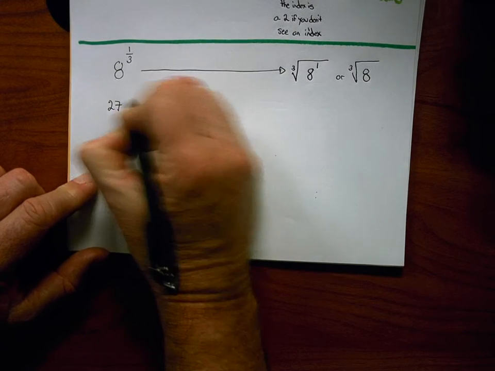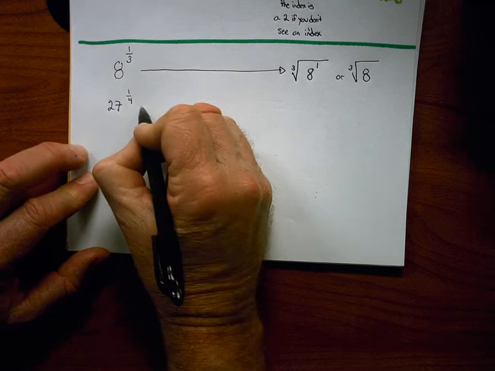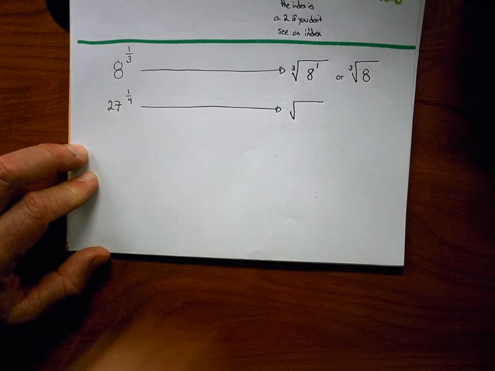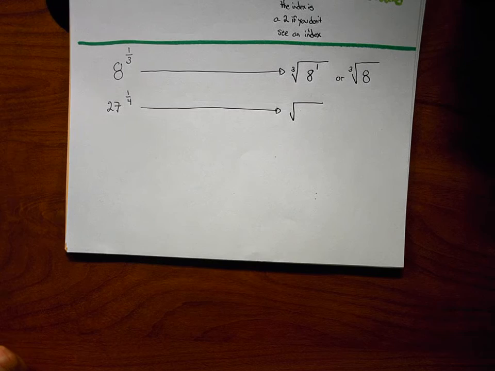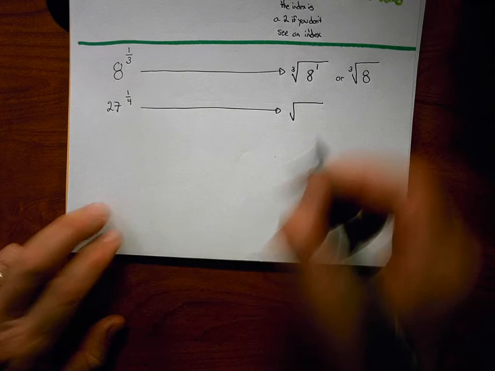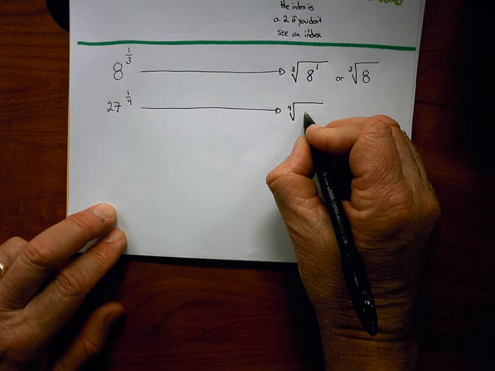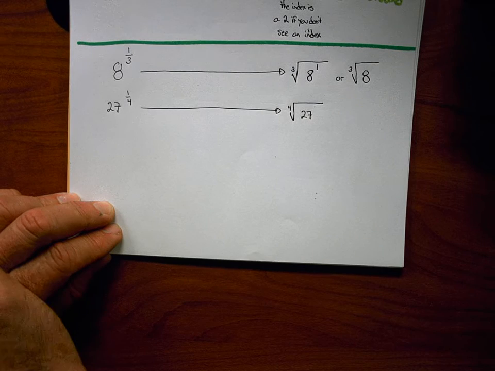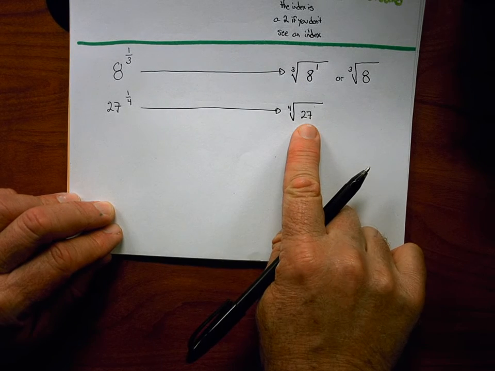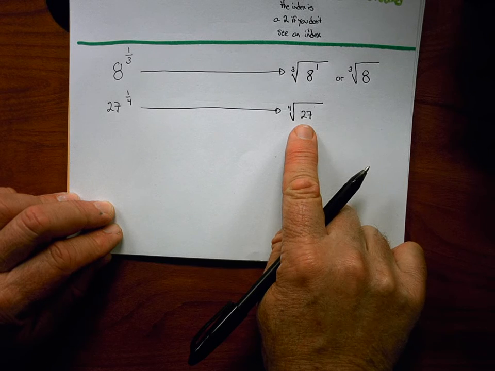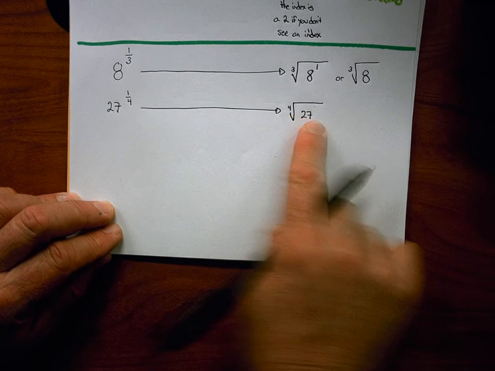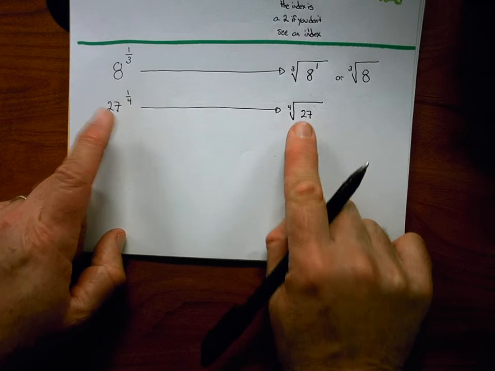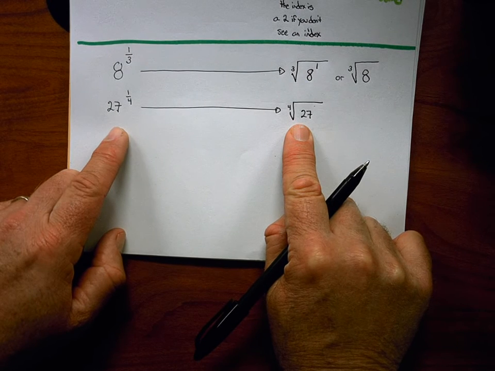Next one, 27 to the 1/4 power. I want to turn this into radical form. So I draw the radical. What's the index? 4. What do I put inside for the radicand? 27, and do I have to put it to the 1 power? No. So the radical with an index of 4 of 27 is the same thing as 27 to the 1/4 power. These two are the exact same expression.